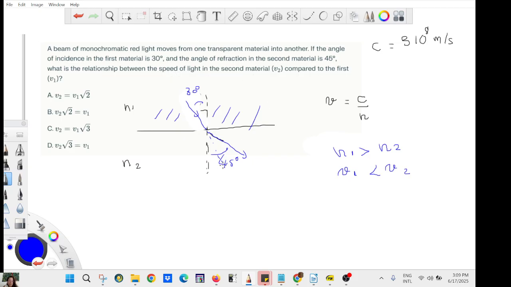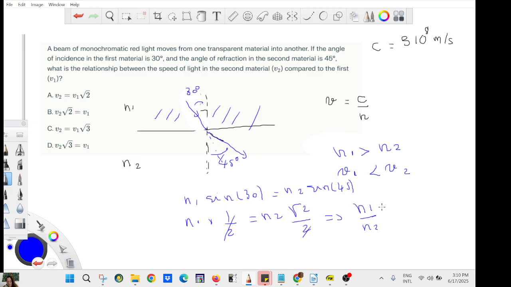After we have clarified that, what do we have? We can apply Snell's law. So we have n sub 1 sine 30 equals n2 sine 45. We want a relationship between n2 and n1. What is sine 30? It's 1/2, and that's what you need to know by heart, right? Sine 45 is the square root of 2 over 2. So you see that n1 over n2 is square root of 2.